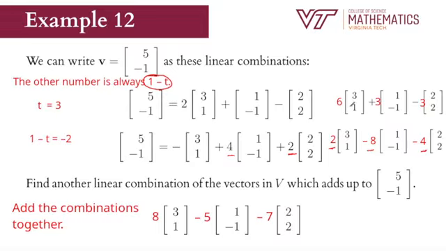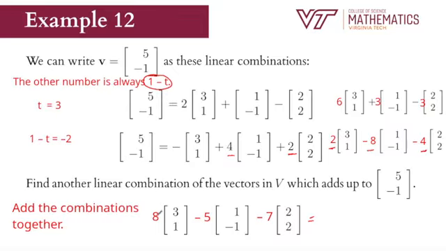And now I'm going to add these two linear combinations together. 6 and 2 become 8. 3 and -8 becomes -5. And -3 and -4 becomes -7. And if we did this right, this combination is not either of the two that were given to us. It's a new linear combination, but it also creates 5, -1.